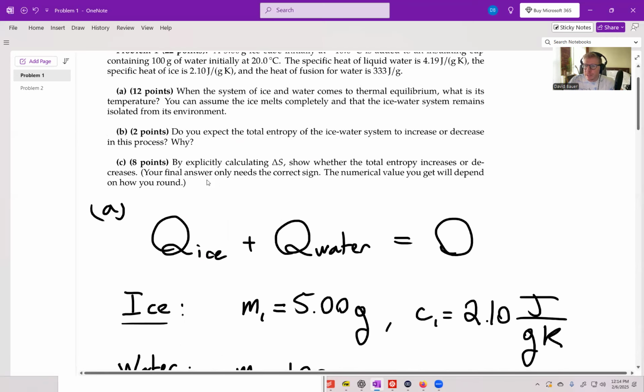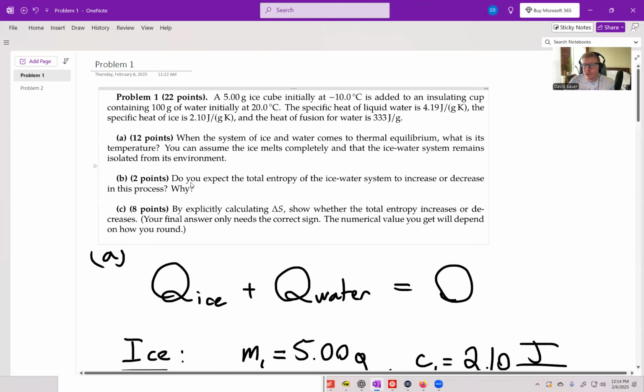All right, now part B. Part B is a conceptual question about the entropy in this process. And it says, do you expect the total entropy of the ice-water system to increase or decrease in this process? Okay, now the problem tells us that throughout this process, the ice-water system remains isolated from its environment. So right away we know that it's not possible for the entropy of the system to decrease.